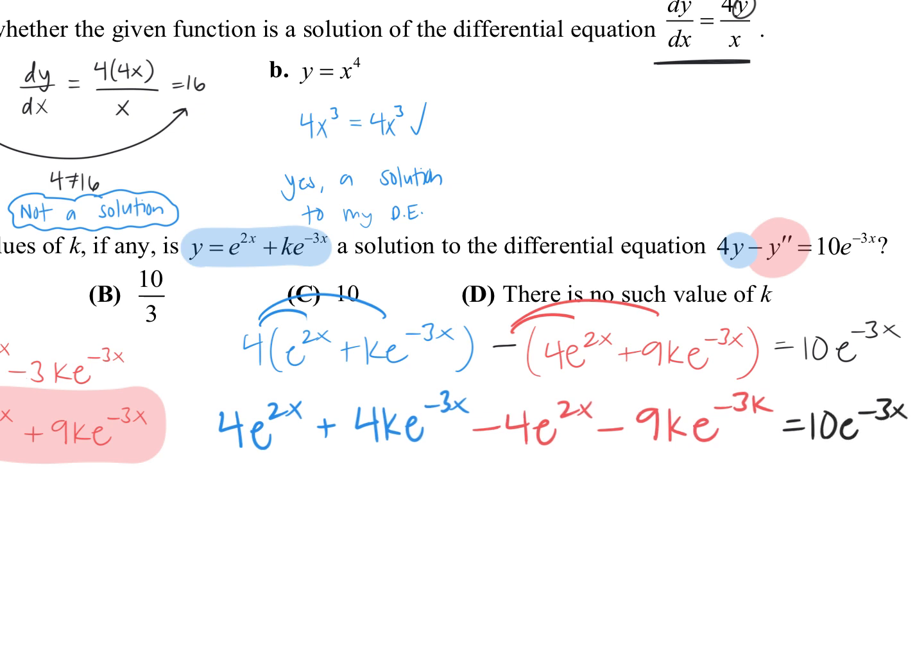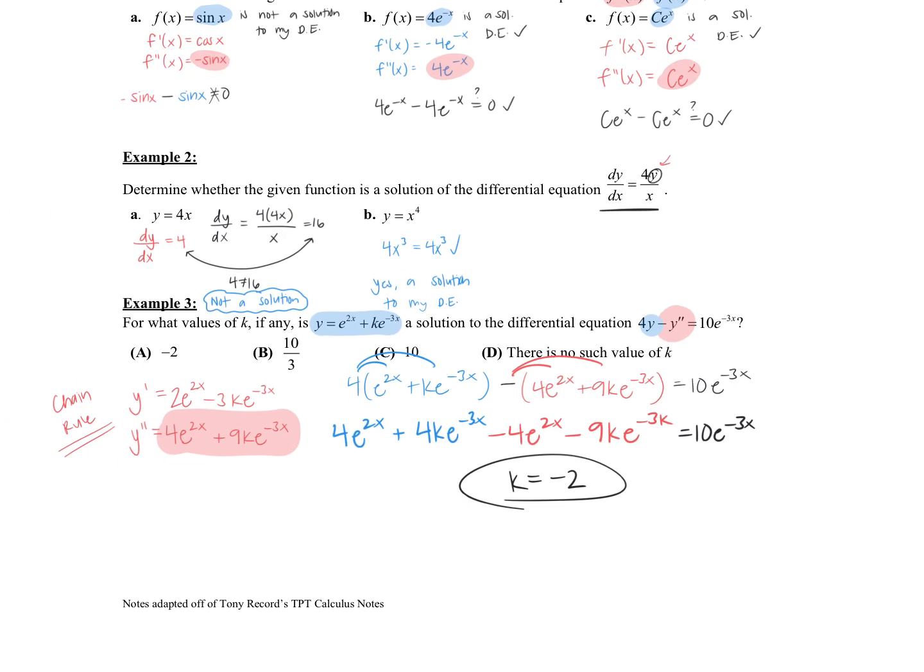And now I'm going to let you finish that out. Go ahead and combine your like terms. Solve for k, and your answer should be one of the ones that are there. k is equal to negative 2 after you've solved all of that fun algebra.